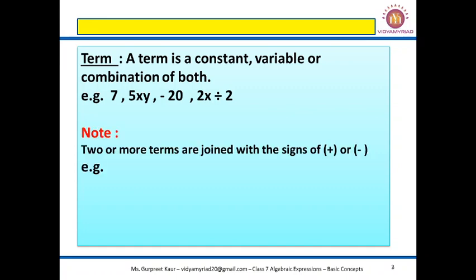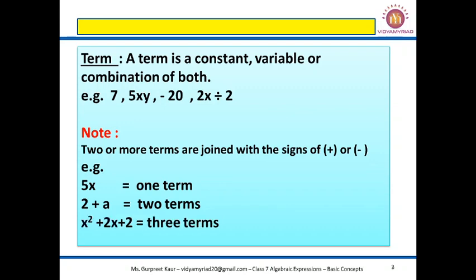So now remember, when you want to join two terms together or more than that, you will use the plus or minus sign. For example, you have 5x. Now 5x is treated as only one term. Now when I do 2 plus a, now 2 is one term, a is another term, both together they are treated as two terms. Then x square plus 2x plus 2, they all are together known as three terms.